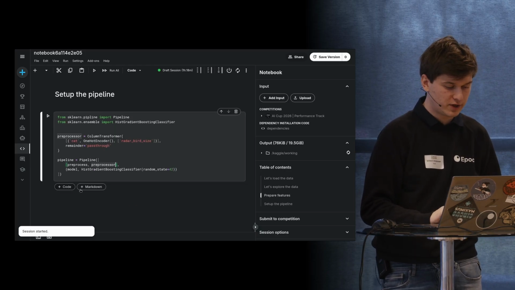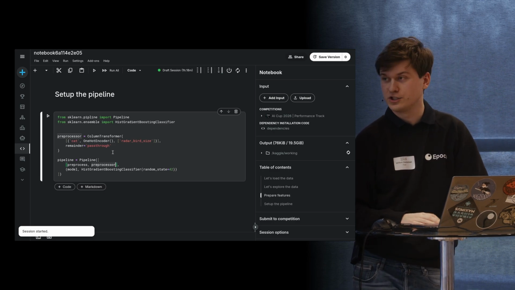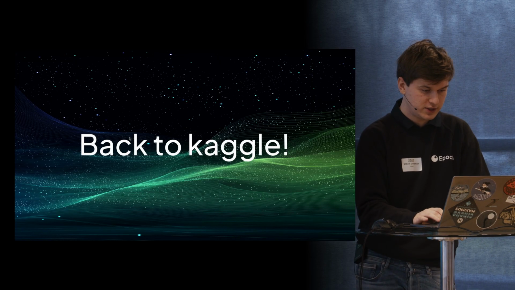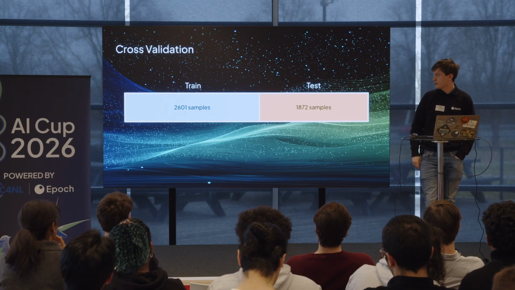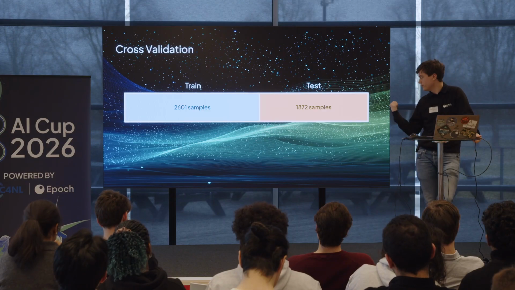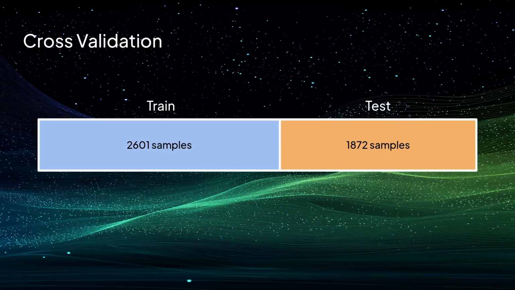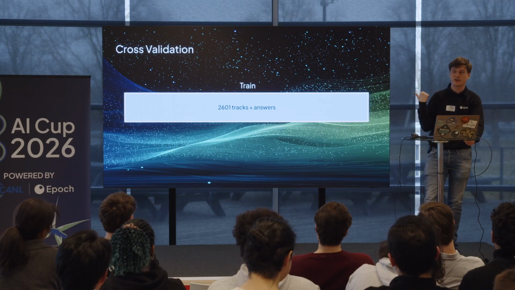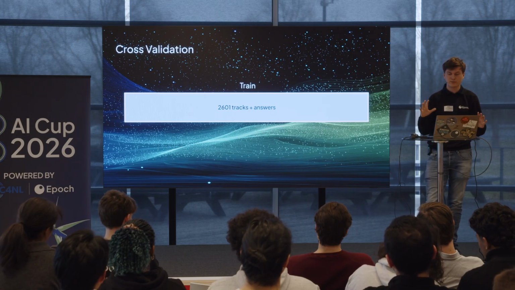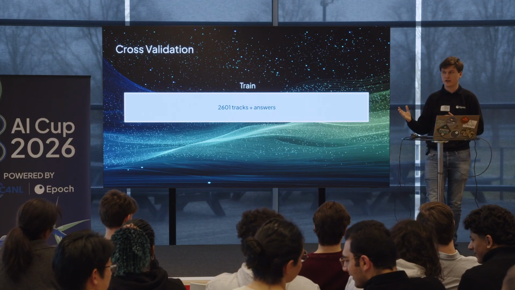So once that is done, we're going to actually set up the training. But before that, we want to decide what we're going to actually train our model on. So we're going back to the slides. Remember this slide from the beginning. This is how the data is split. You get 2,600 samples to train on, and then we're going to check your performance on the other roughly 1,900 samples. This means for the 2,600 you have the tracks and you have the answers. You can just train your model one time on all the data, and then make a submission and hand it into the leaderboard.